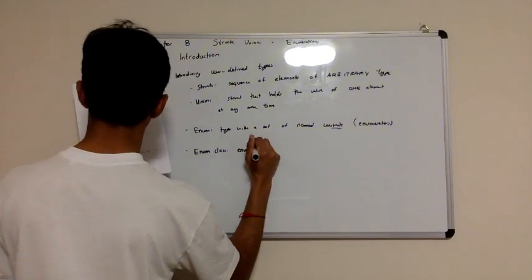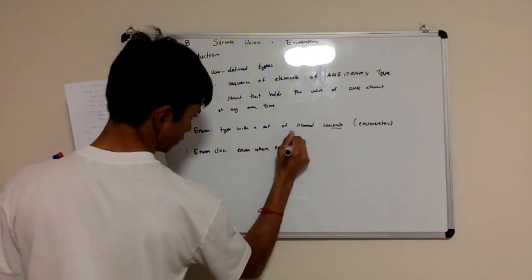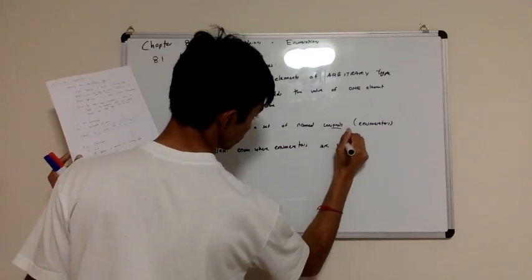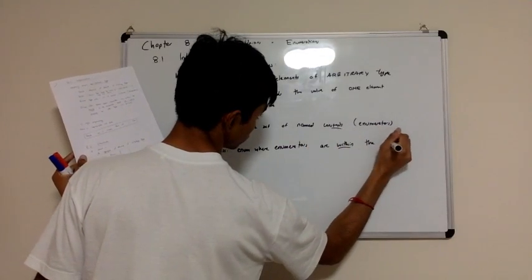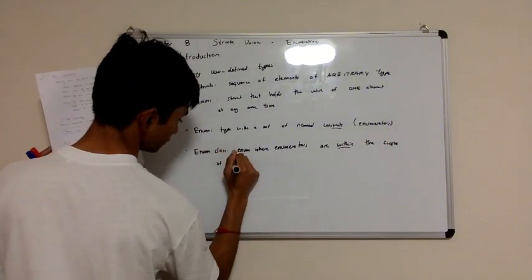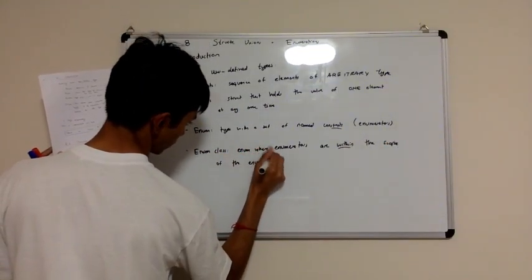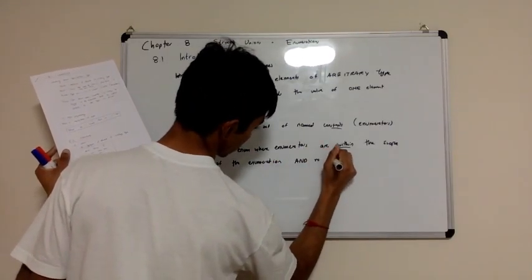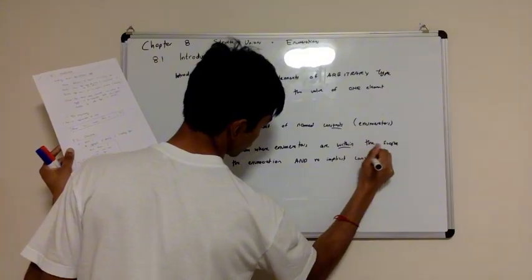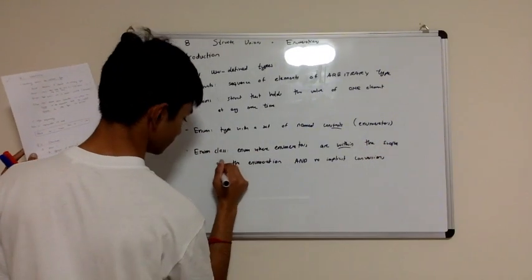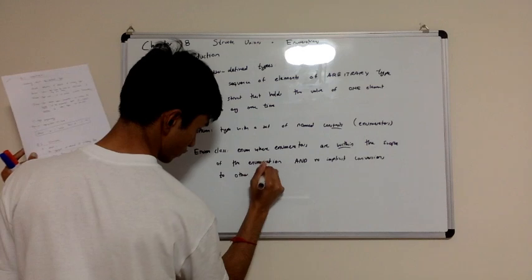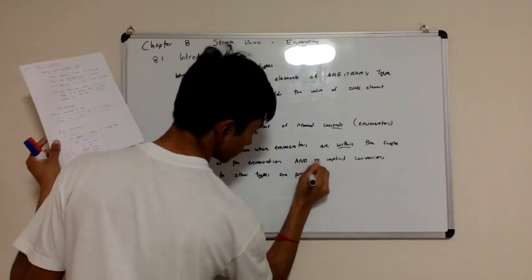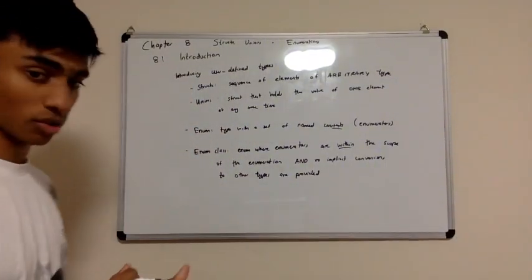It's a type of enum where the enumerators are within the scope of the enumeration, and there are no implicit conversions to other types provided or allowed. So that's a quick overview of what we're going to be looking at.